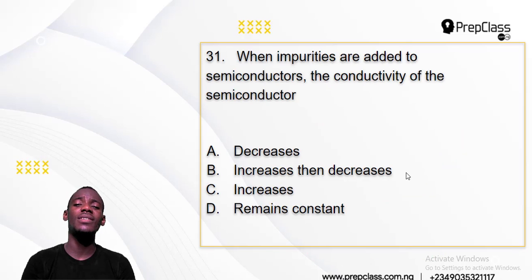It says when impurities are added to the semiconductors, the conductivity of the semiconductor what? Now, if you have impurity on a conductor, let's take it practically. If you have impurity on a conductor, what happens to the conductor? Like if you go home and you have a boiling ring, a boiler, and the boiler has impurity, like the boiler is rusted, will it increase its conductivity or decrease, or increase then decrease, or remain constant?